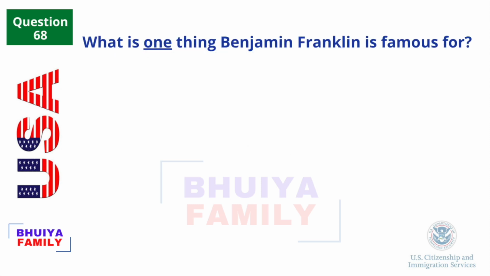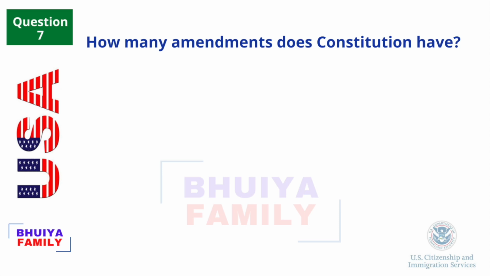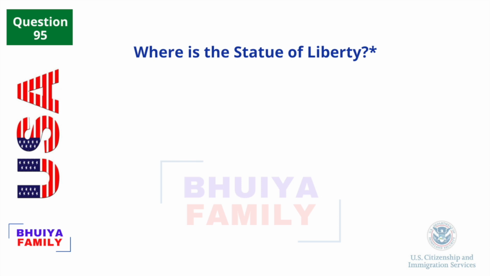What is one thing Benjamin Franklin is famous for? US diplomat. When was the Constitution written? 1787. How many amendments does the Constitution have? 27. Where is the Statue of Liberty? New York Harbor.